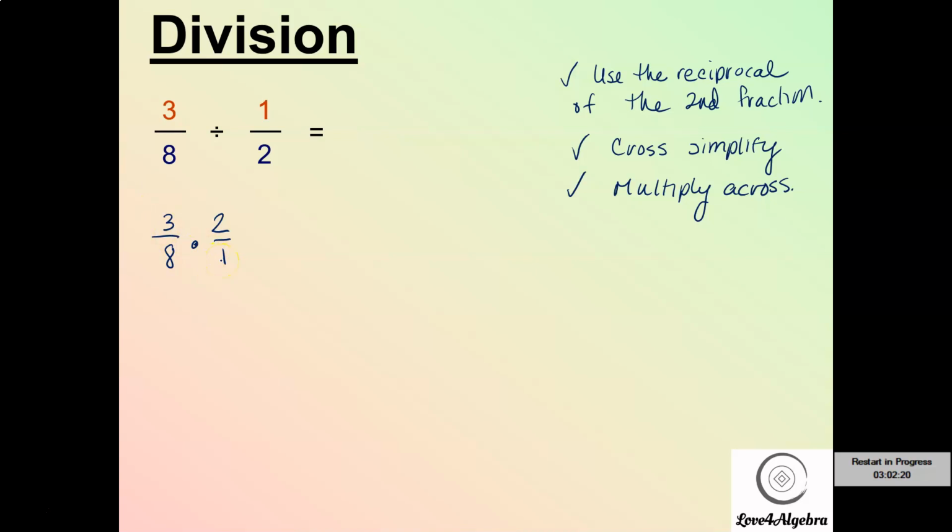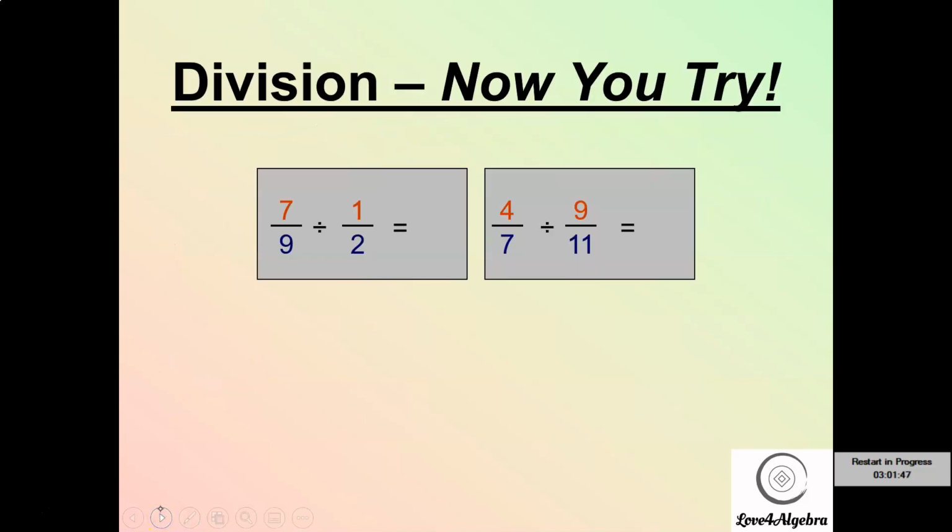3 and 1, there are no common factors except 1, which doesn't change anything. 2 and 8, you have a common factor of 2. 2 goes into 2 once. 2 goes into 8 4 times. So now I have 3 times 1 over, oops, that's a 1, sorry. 4 times 1 is 3/4. So really, dividing is just multiplying by the reciprocal. Here you go, 3/4. So now you can try a couple of those.